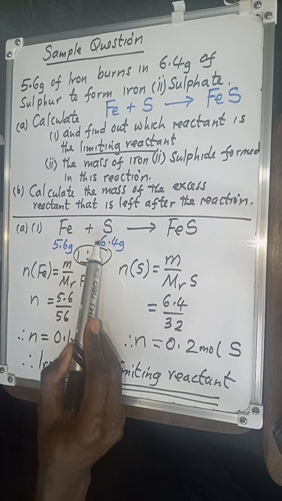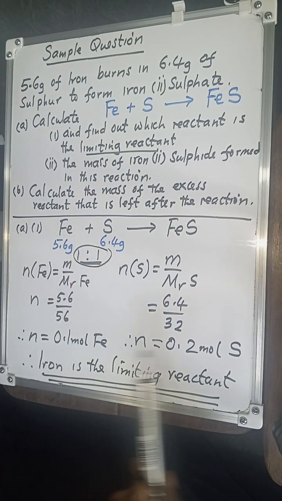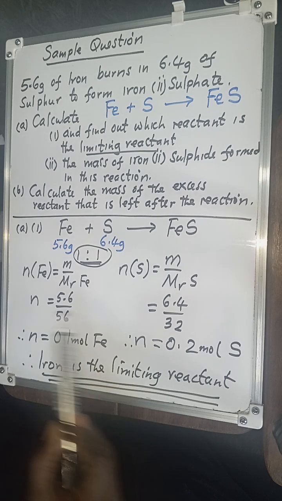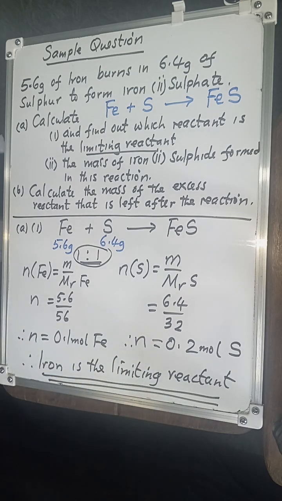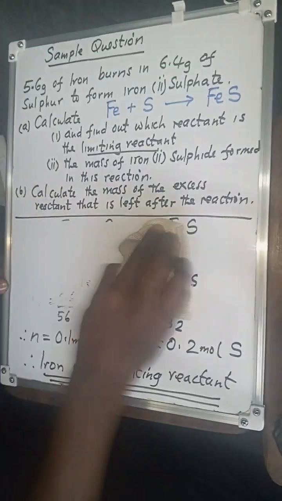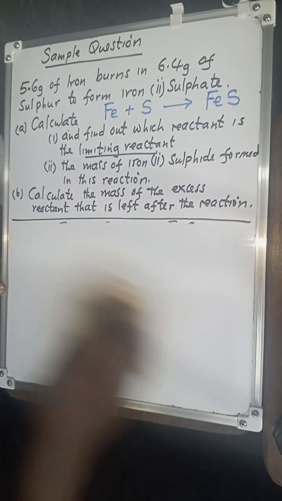Why? Because from the balanced chemical equation, the mole ratio of this reactant is 1 to 1. So when I calculate the number of moles, the one with the smallest number of moles will give you the limiting reagent. Okay, so let's move on to Roman 2 and show you how we can do that, so that we develop some more concepts.